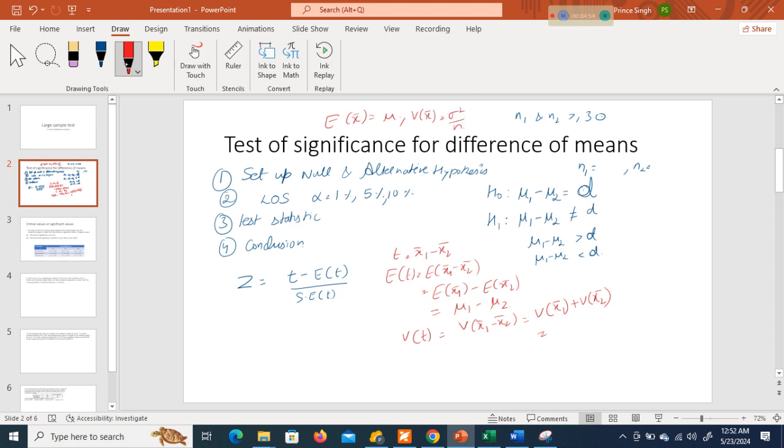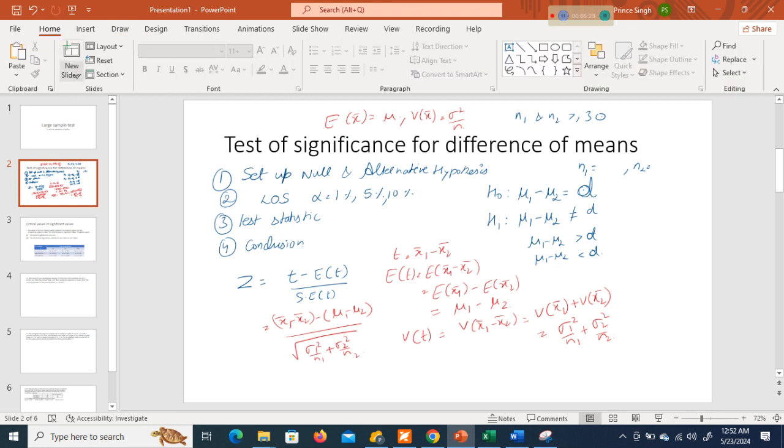If the variances are sigma 1 square and sigma 2 square, then this is the formula we have. So what is the formula here? It is x1 bar minus x2 bar minus mu1 minus mu2, upon the standard error, meaning the square root of the variance, that is, sigma 1 square upon n1 plus sigma 2 square upon n2. Now on the basis of this we have two different cases.